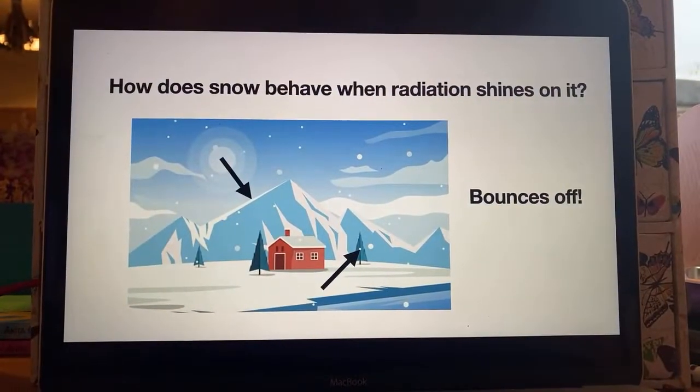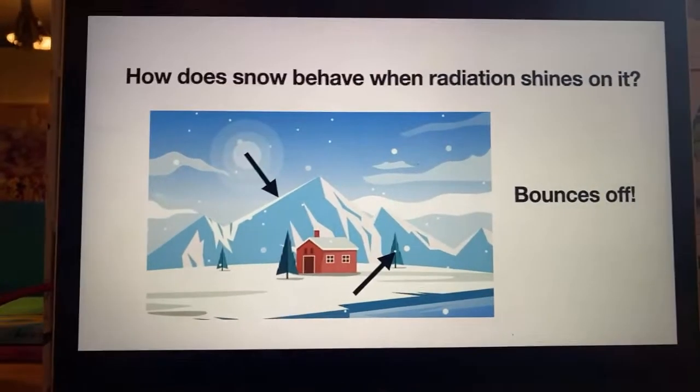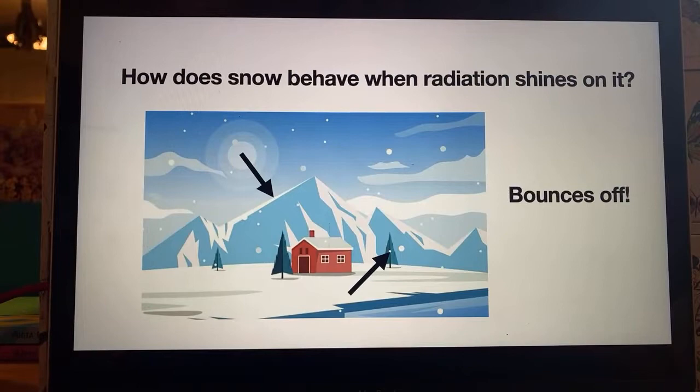How does snow behave when radiation shines on it? It's a good question, isn't it? How does snow behave? Lesser mortals might just say it melts. Well, yeah, it does a bit. But also we know that snow is white and ice is shiny, so it actually bounces off. This is why you can easily get sunburnt when you're skiing, because the infrared radiation is shining off the snow and hitting your face, right? That's why you've got to put a lot of sunblock on if you ever go skiing.